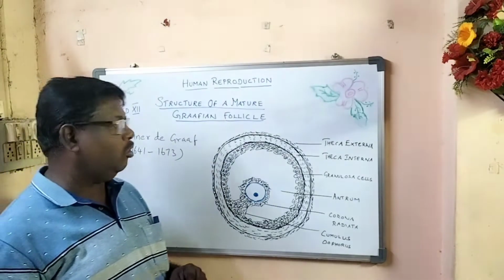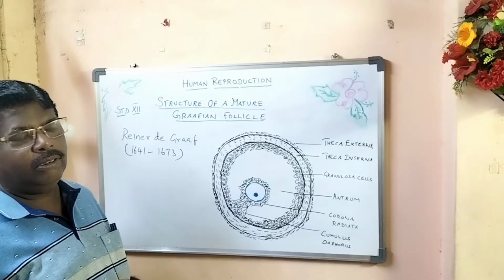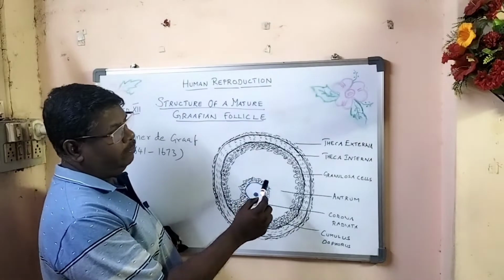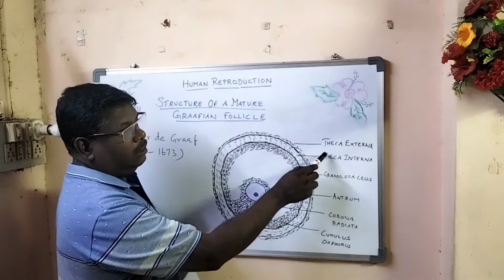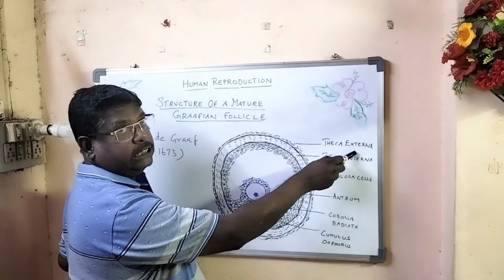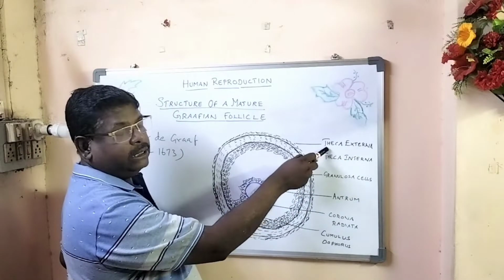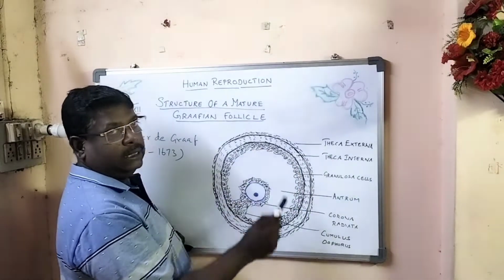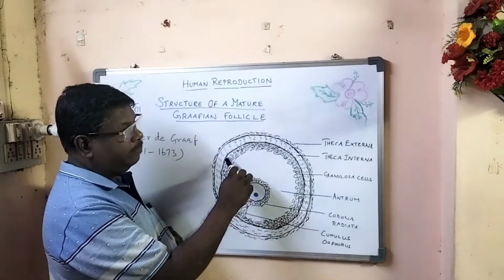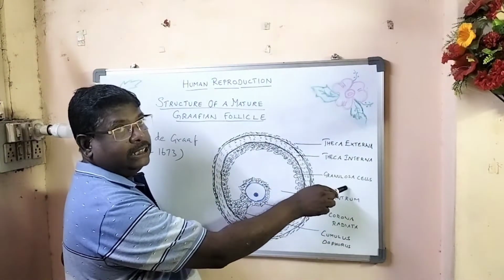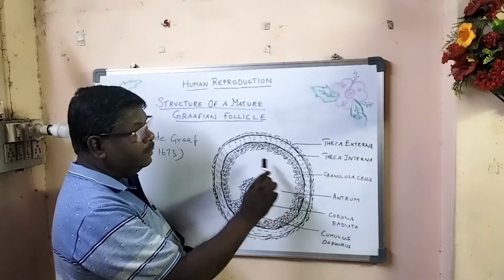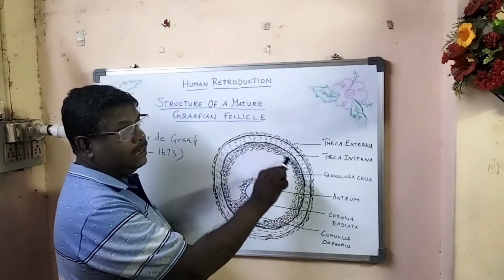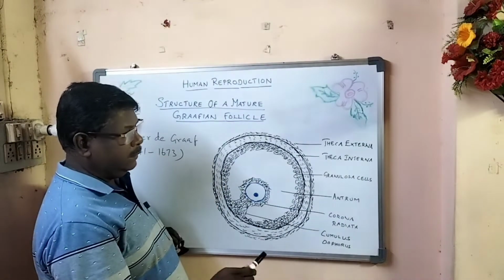Here is the structure of the mature Graafian follicle. There are two layers. The outer layer is called theca externa; externa means outer. The inner one is called theca interna. These two layers are followed by the innermost layer of cells called granulosa cells. It is a multi-layered group of cells.